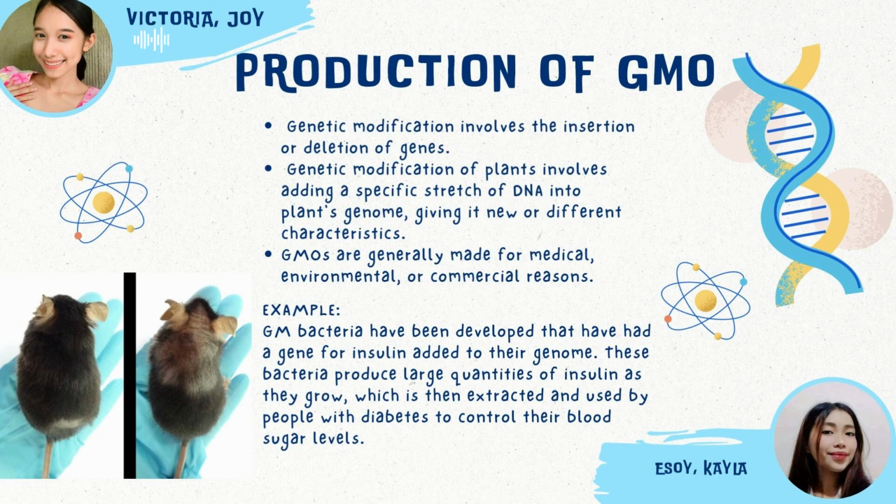Take a look at the picture. It is a photo comparing a normal mouse with a mouse with the ACER1 gene mutated. The modified mouse has less hair than the normal mouse, and that is one of the examples of production of GMO.